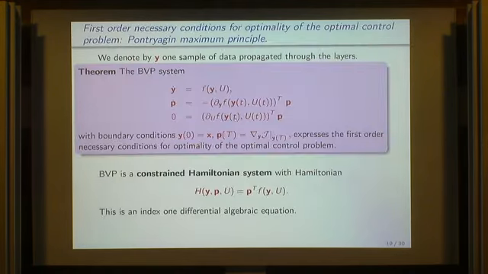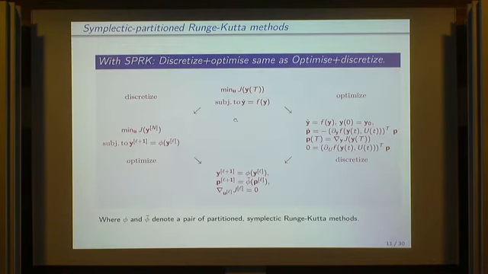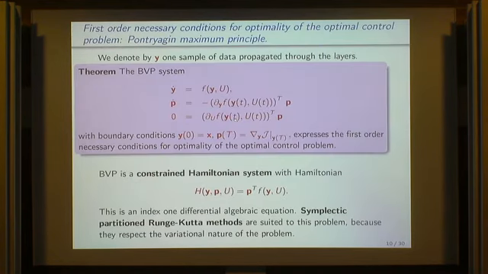Okay, so first point, the first order optimality conditions of the optimal control problem can be stated like this. They are a Hamiltonian boundary value problem. Here, the Hamiltonian function is a simple one. It's given like this. And it is a differential algebraic equation. You have a constraint down here, and it has index 1.